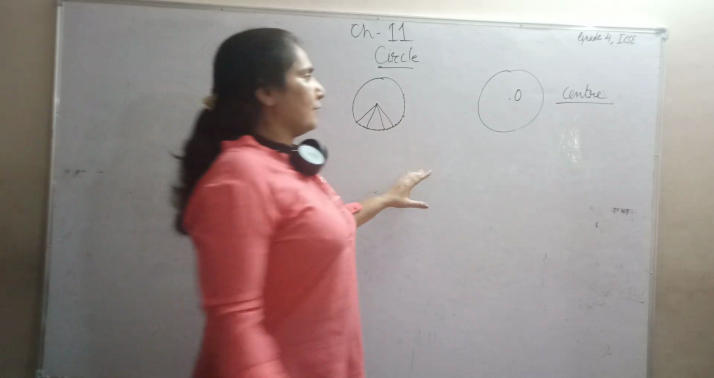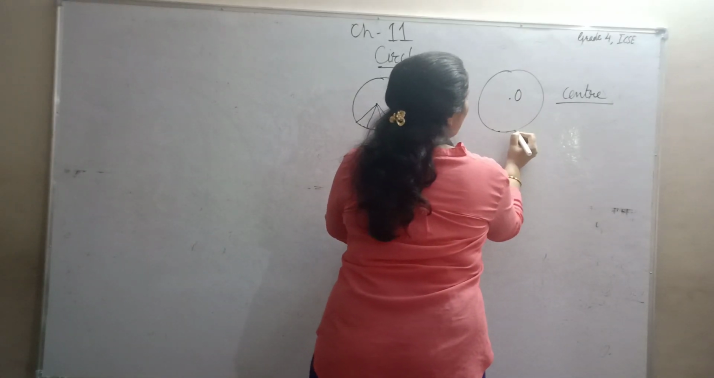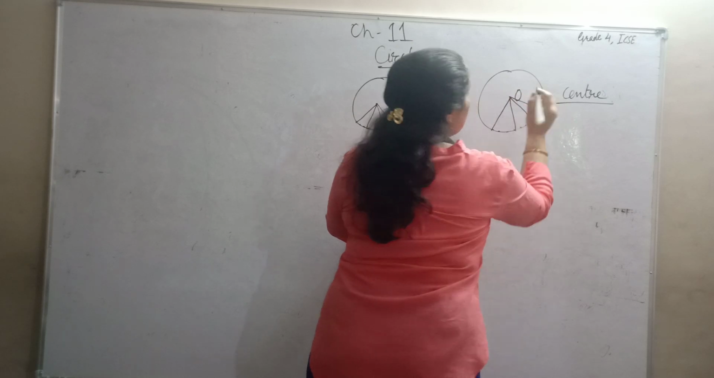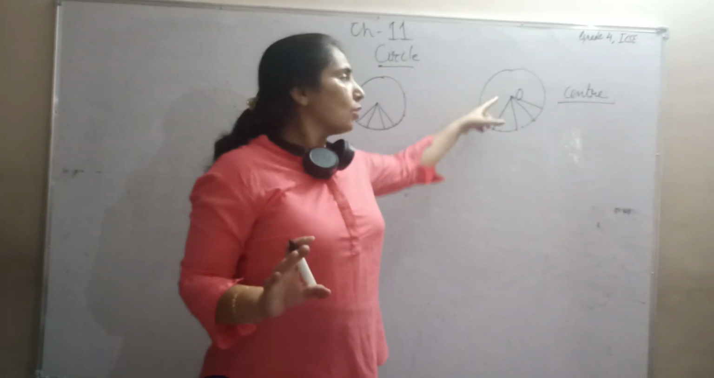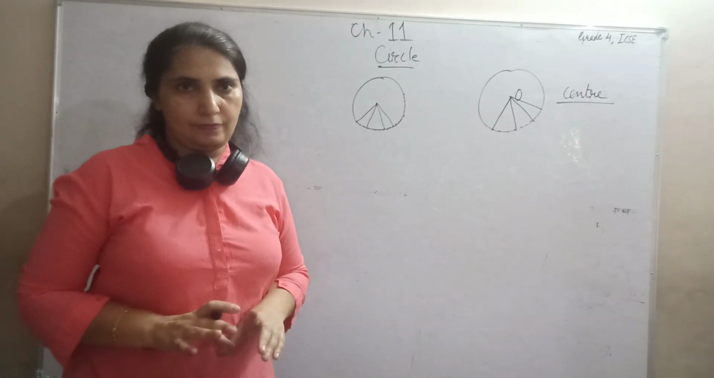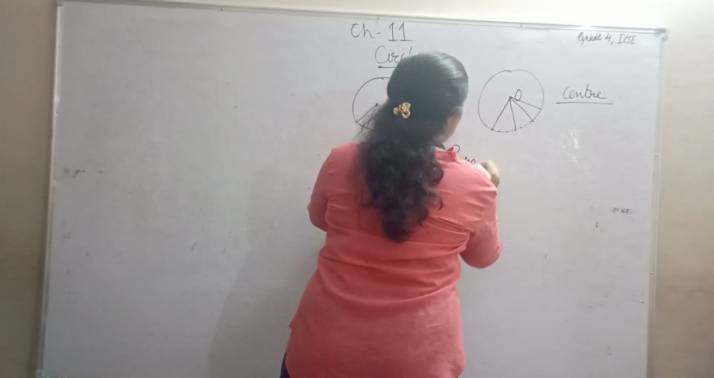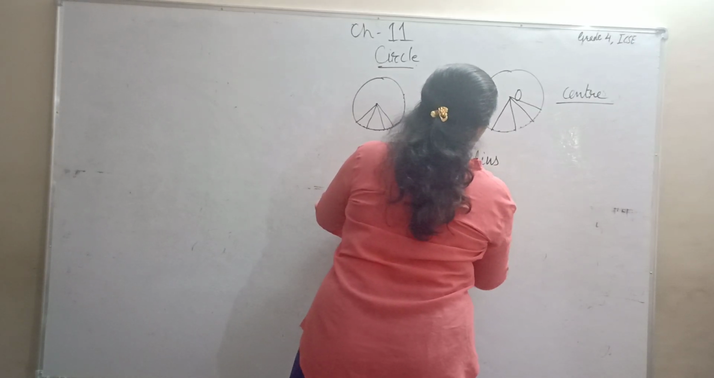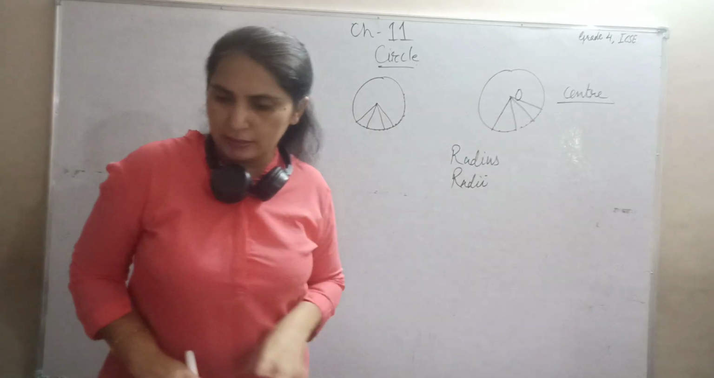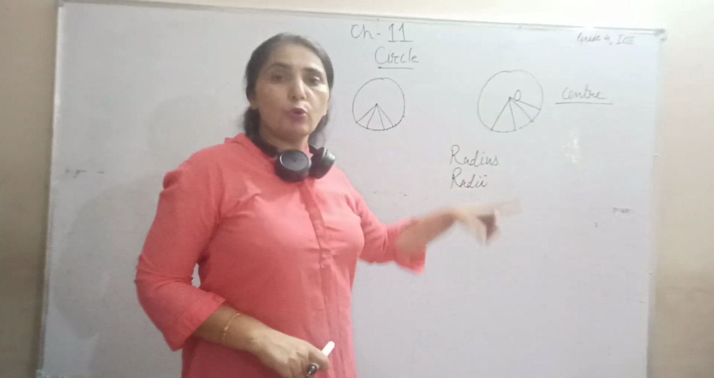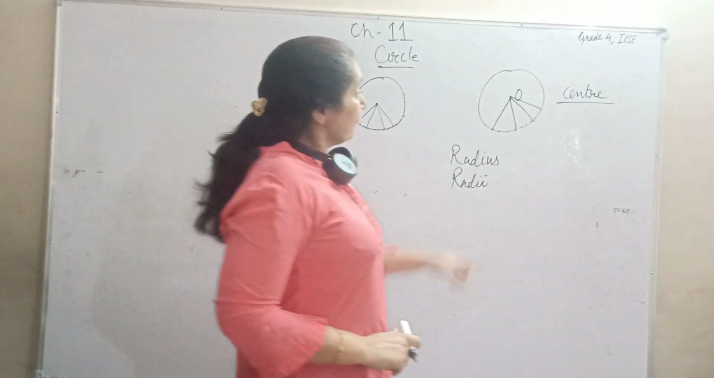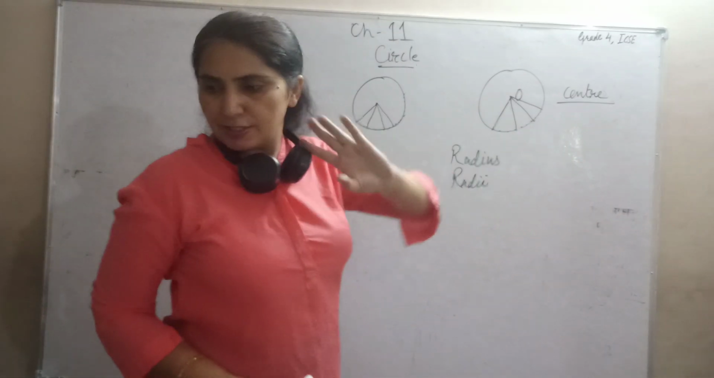Fine. If from the center I draw points on circular body, means on the boundary of the circle, the distance from all these points will be same. These all are called radius. Radius, one is radius and plural is radii. So first we have done the concept circle. A circle is a simple closed curve whose every point is equidistant from a fixed point in the interior, and the fixed point in the interior is called center.